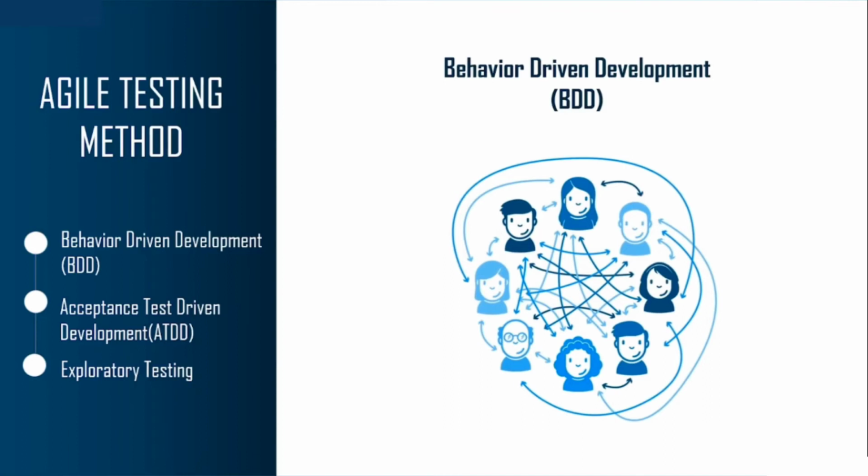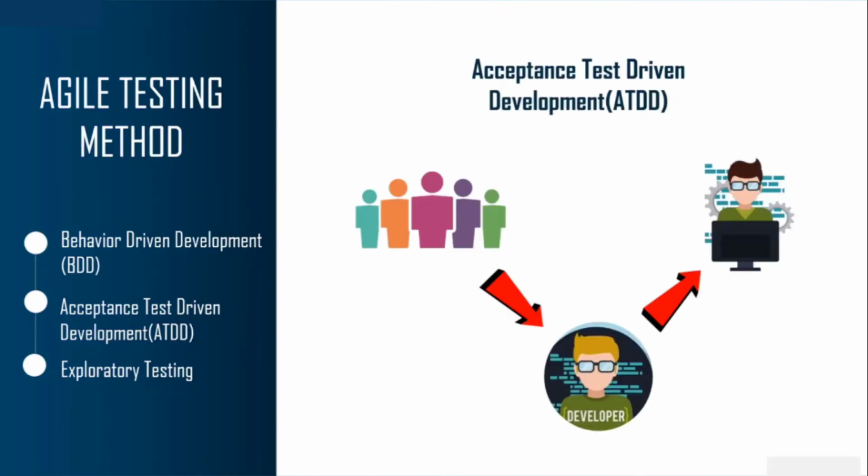And next up, we have acceptance test driven development, that is ATDD. Now, ATDD focuses on involving team members with different perspectives such as the customer, developer, and tester. So, three amigos meetings are held to formulate acceptance tests incorporating the perspectives of the customer, development and testing.